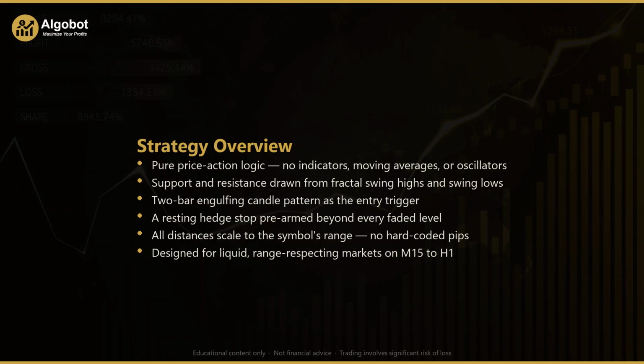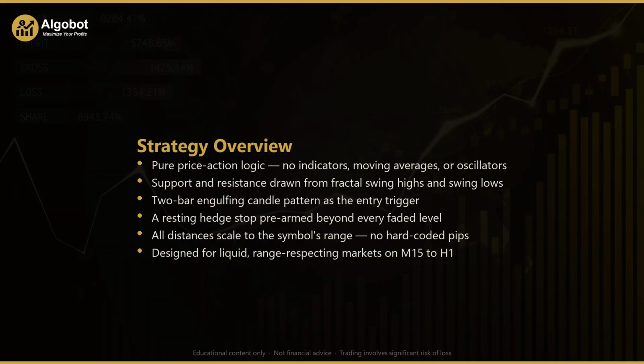Either it rejects the level and snaps back into the range, or it fails the level, closing cleanly through it so that old support becomes new resistance and the move runs the other way. A trader who only fades these boundaries does well when the level rejects price, but can get caught badly when the level breaks. This strategy is designed to account for both outcomes at once.